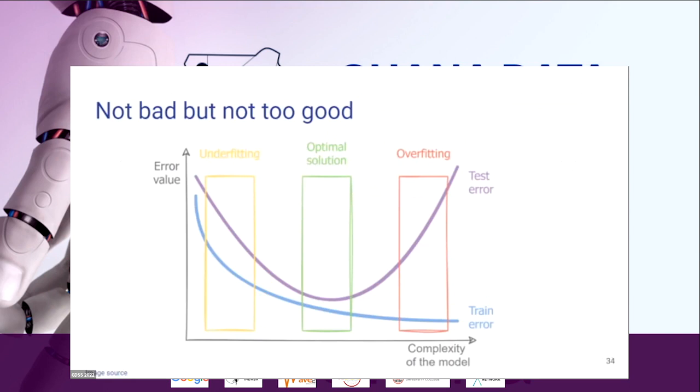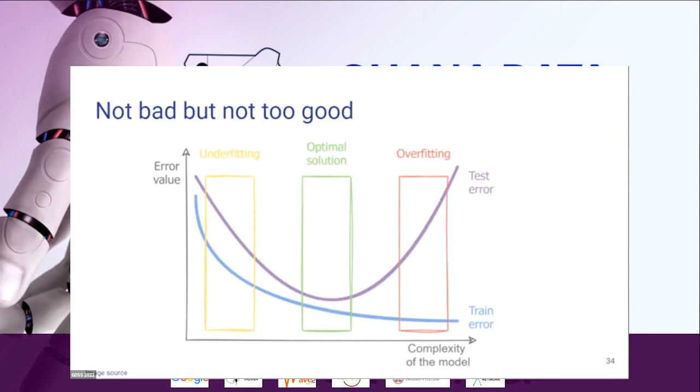Okay, so what we want is something somewhere here, something that is in between. When we start training our model, if we are using a simpler model, both training and test error are high. As we go down, training and test error reduce, but at some point they diverge. When the complexity of the model increases, the training error goes down, but at some point the test error begins to go up because the model has started overfitting. So you want the point here.